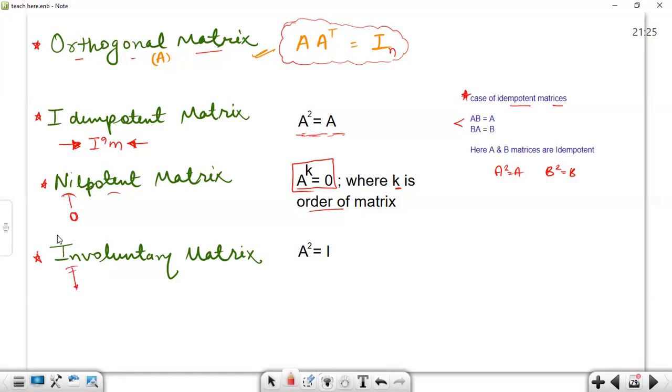Involutory matrix, now it is itself saying IN means identity matrix. When you square any matrix and it comes out as an identity matrix, that particular matrix is known as an involutory matrix. As simple as that. So there are tricks to remember it, and orthogonal is the only left property which you have to learn by yourself, and it's very easy. Please read this page, and if you have any doubts, read.